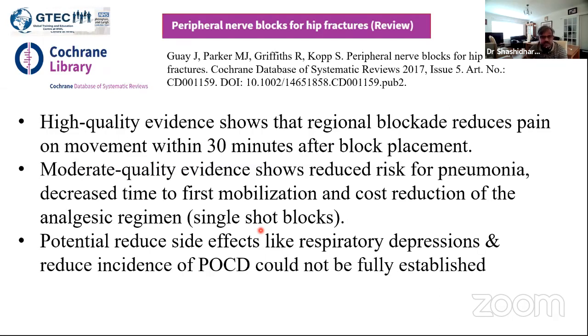So another piece of evidence, this is the same group, coming back in 2017. High quality evidence shows that regional block reduces pain on movement within 30 minutes of block placement. No question about that. But moderate quality evidence shows reduced risk of pneumonia, decreased time to first mobilization, and reduction of the analgesic regime. Potential reduced side effects like respiratory depression and reduced incidence of POCD could not be fully established. This is purely about nerve blocks. Yeah, nerve blocks are good when compared to giving opiates.